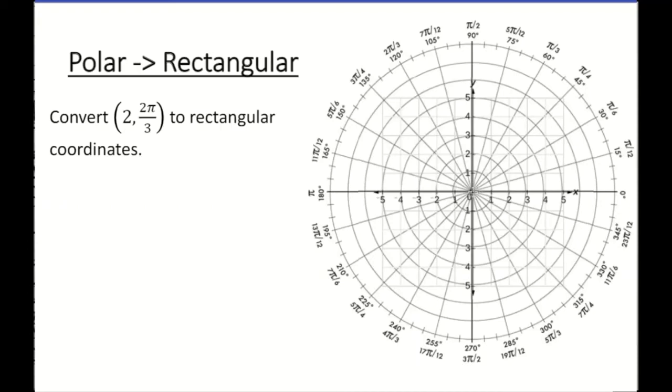So 2, 2 pi over 3, first I'm going to find 2 pi over 3. All right, and that's going to be right here. Here's 2 pi over 3. And so 2, 2 pi over 3 means I'm going to go out 2 units starting from the pole, so 1, 2.